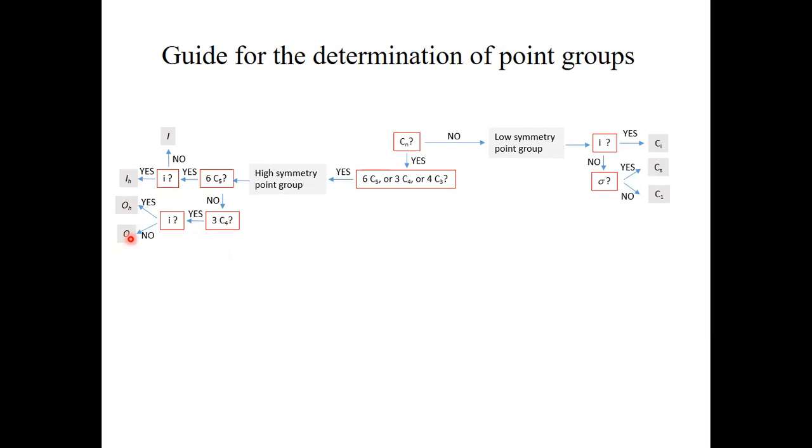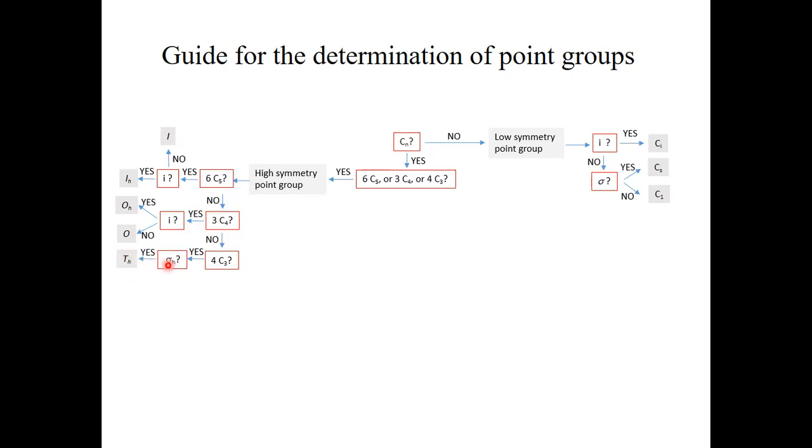Okay, last but not least, we can probe for tetrahedral symmetry. If the answer about the octahedral symmetry was no, not yes, so let us assume now the answer is no, then we can ask, do we have 4 C3 axes? So this essentially probes for tetrahedral symmetry. If the answer is yes, then we ask, do we have a sigma h mirror plane present? If that's the case, then the point group must be Th.